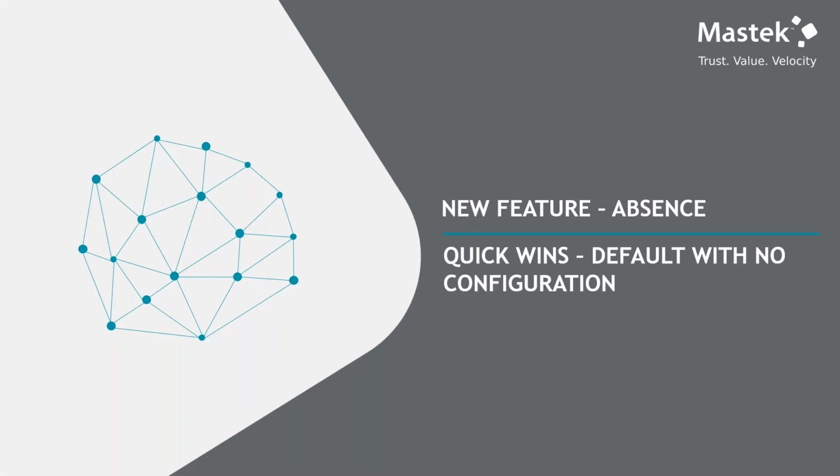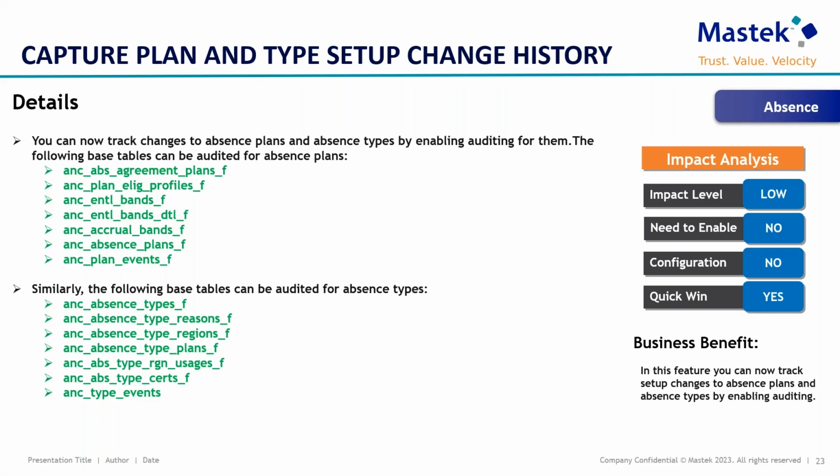So all of these features were related to global payroll. Now I will move to the absence module, and we'll start with the default, no-configuration quick wins for the absence module. The first one is capture plan and type setup change history.